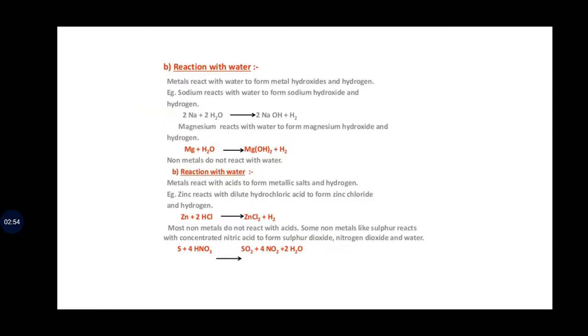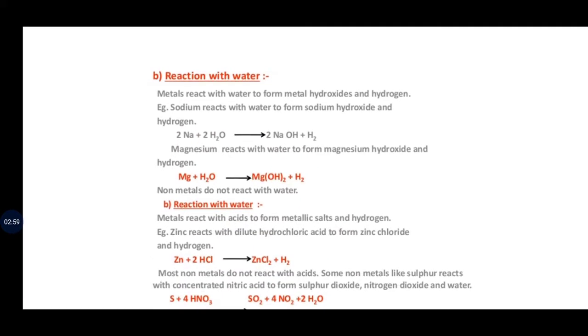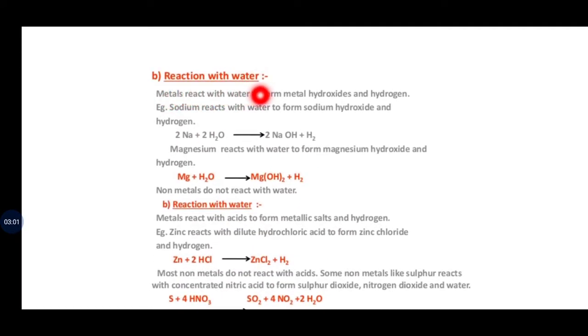Now let's take another example. In this, reaction with water is going to be discussed. Metals react with water to form metal hydroxides and hydrogen. जब metal water के साथ react करता है तो क्या बनाता है? Metal hydroxides and hydrogen बनाता है. Example, sodium reacts with water to form sodium hydroxide and hydrogen. जैसे कि एक सोडियम है वो वाटर के साथ रिएक्ट करता है तो क्या बनाता है? सोडियम हाइड्रोक्साइड एंड हाइड्रोजन बनाता है.